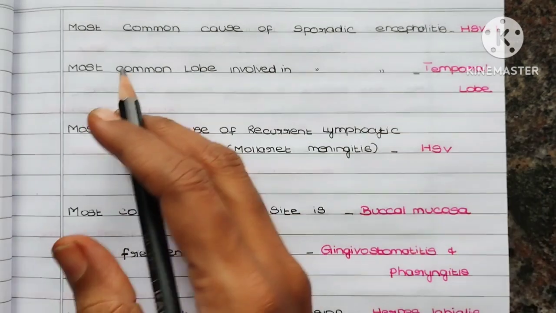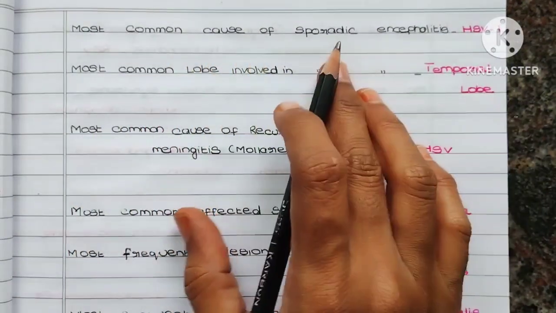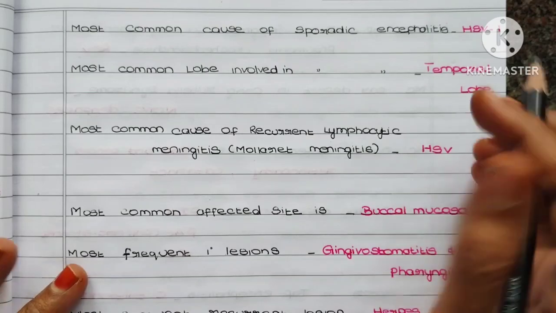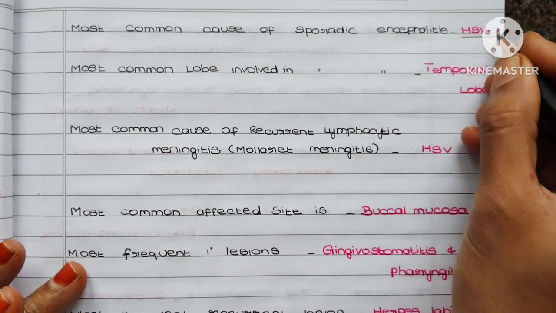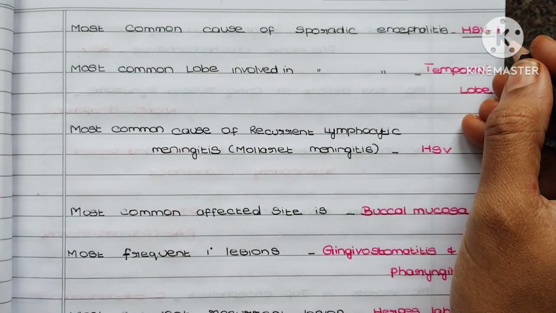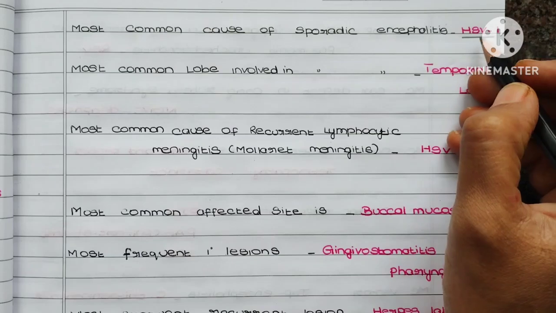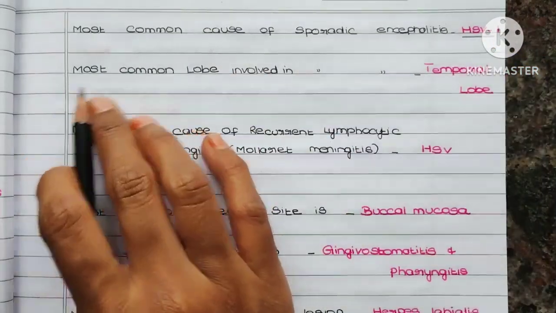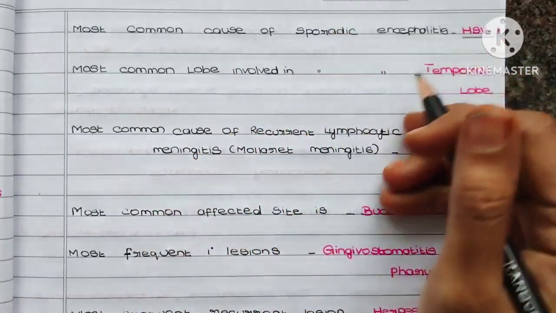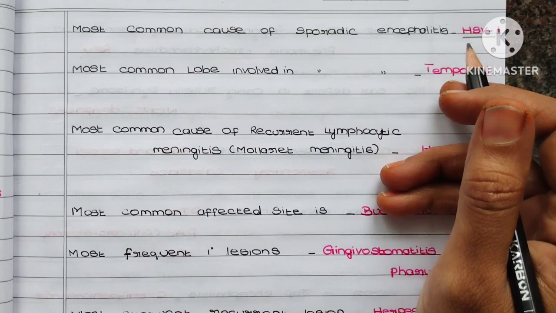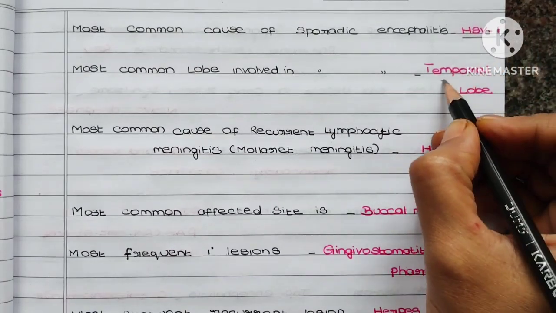Okay, so the first question here is: the most common cause of sporadic encephalitis is HSV1, herpes simplex virus 1, and the most common lobe involved in this sporadic encephalitis caused by HSV is the temporal lobe.